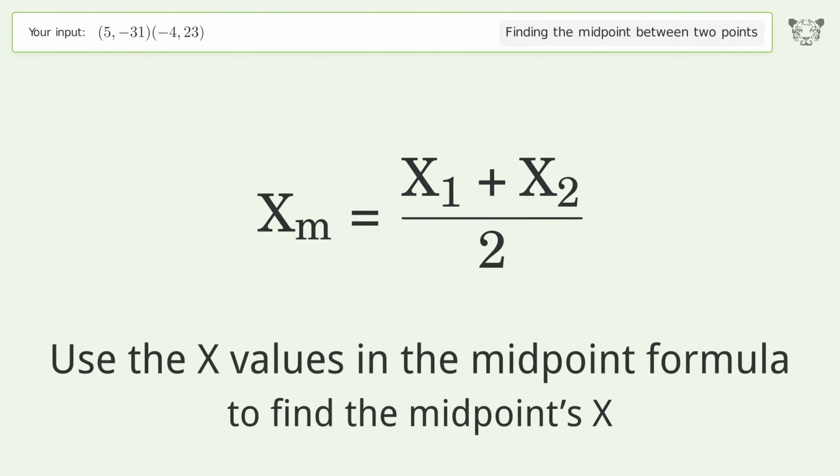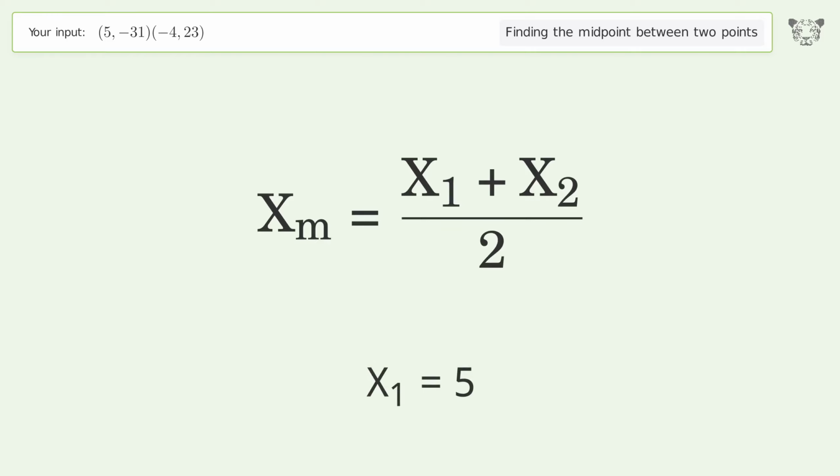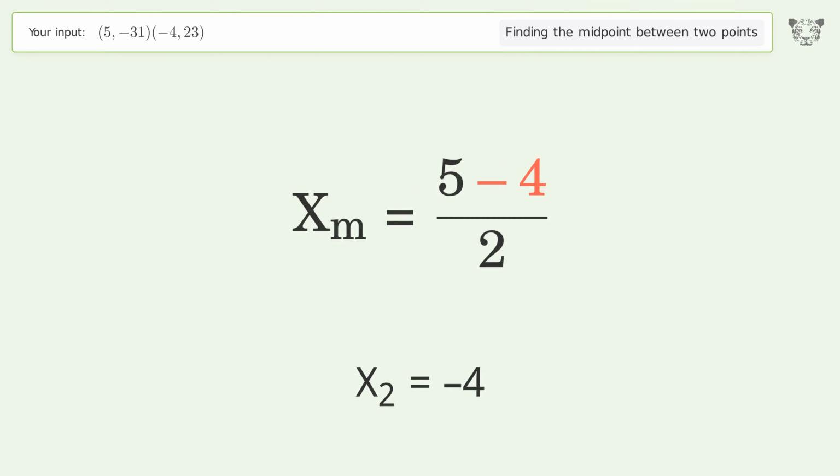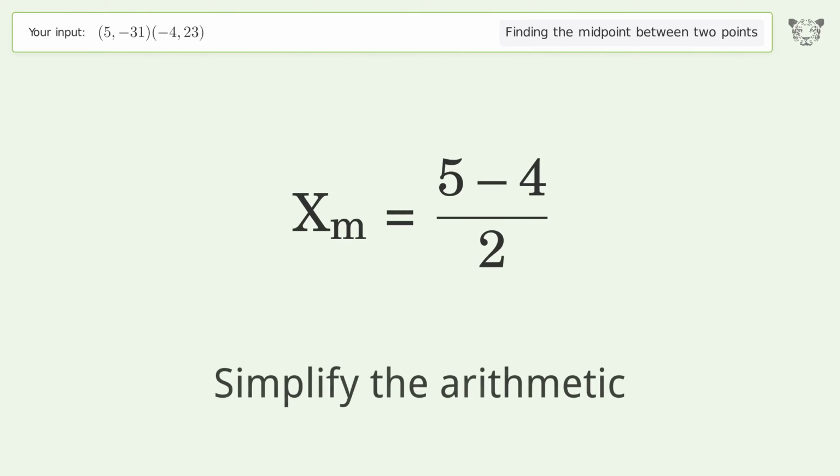Use the x values in the midpoint formula to find the midpoint's x. x1 equals 5, x2 equals -4. Simplify the arithmetic.